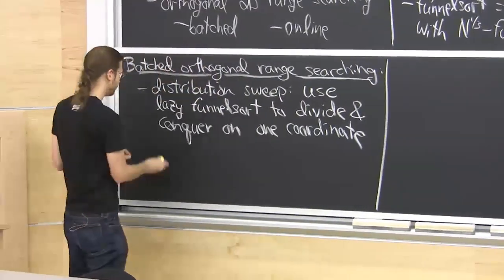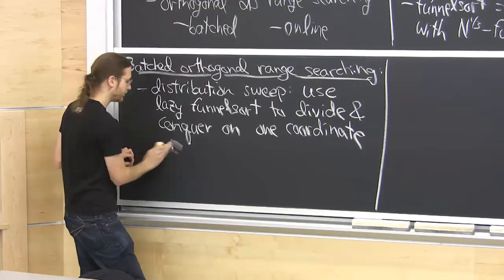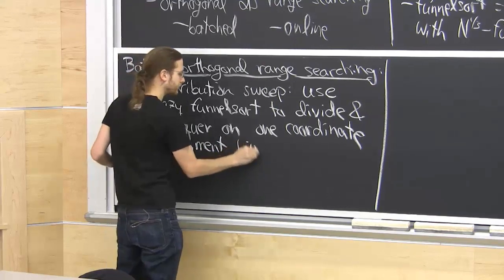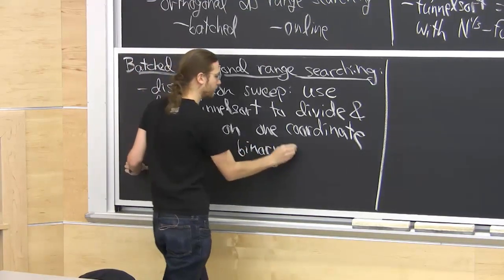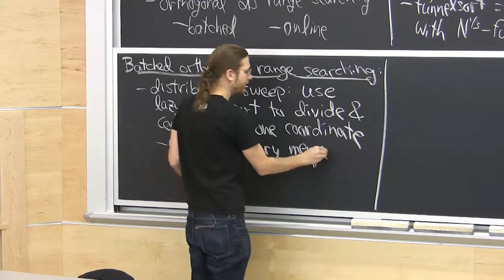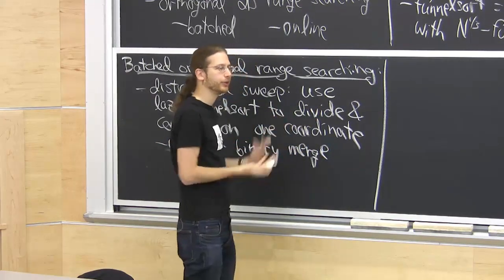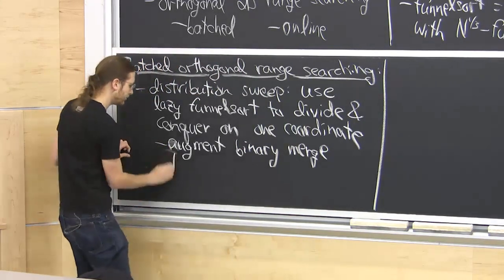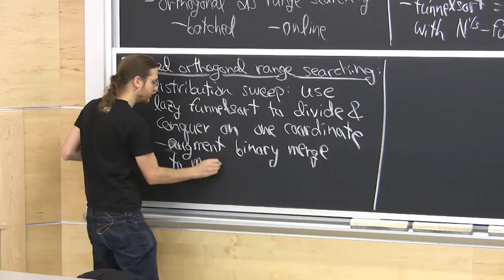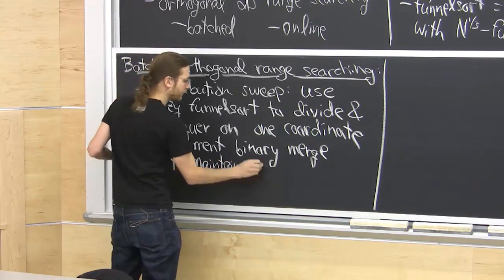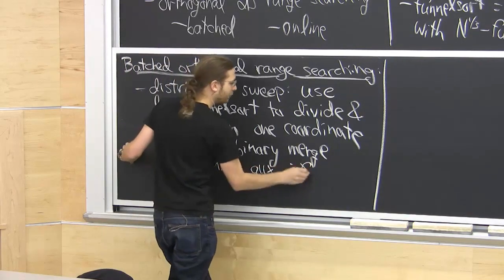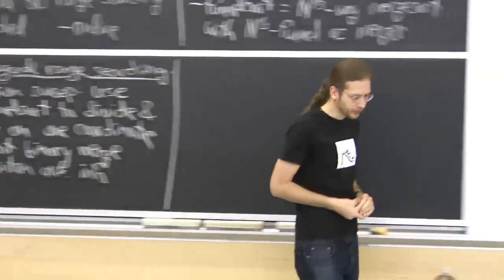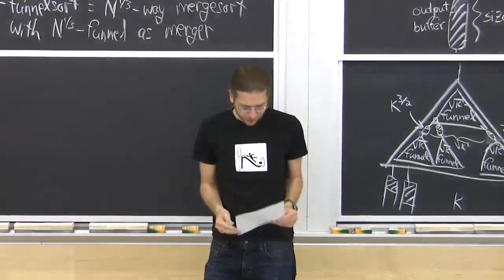Fine. So replace, or say augment, the binary merge, which is in the end the only part of the algorithm other than the recursion. So it's the only thing you need to do to maintain auxiliary information. Okay, that's the generic idea of distribution sweep. And distribution sweep has been applied to solve lots of different problems. Batch orthogonal range queries is one of them.